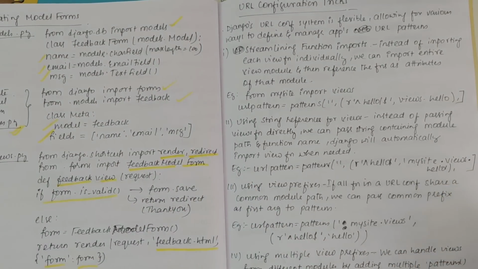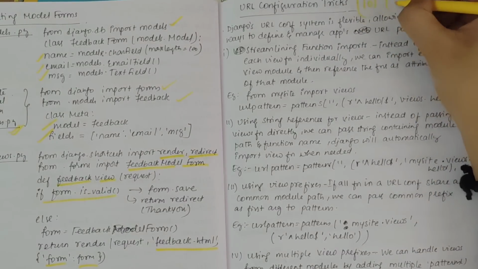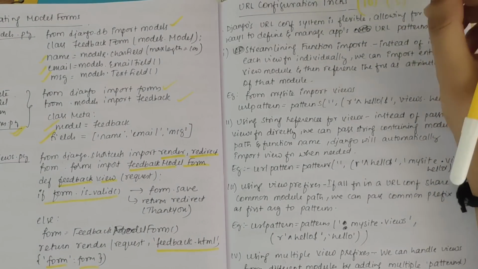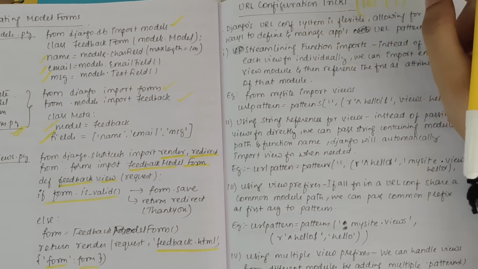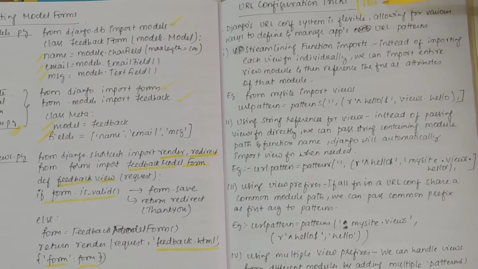Next we have URL configuration tricks. In the sample paper this is asked for 10 marks in one paper, and in another paper it is asked for 5 marks. If it is asked for 5 marks, just write the key points. If it is asked for 10 marks, make sure that you mention the example also. So Django's URL configuration system is flexible, allowing various ways to refine and manage the application's URL patterns.